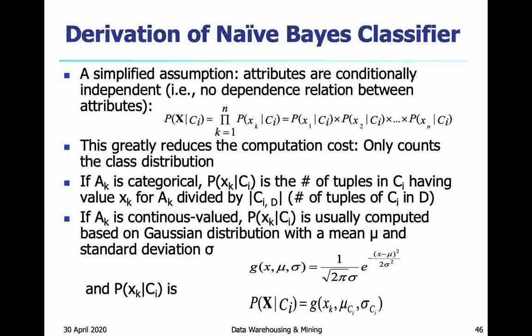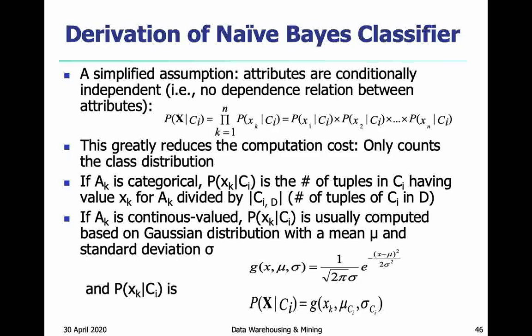Is it clear? Suppose x1 is 35, and you know the value of mu and sigma. Then you can easily find the Gaussian distribution, and from there you can easily find the probability of x conditioned on Ci, right?